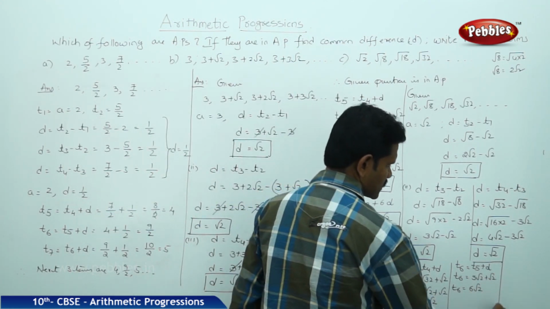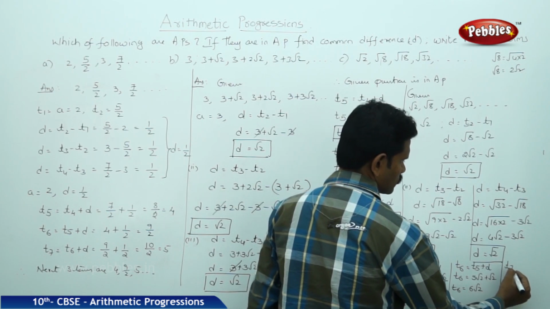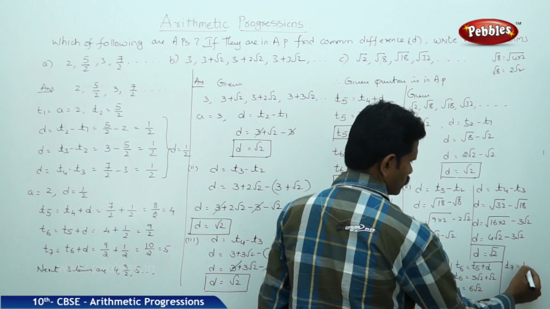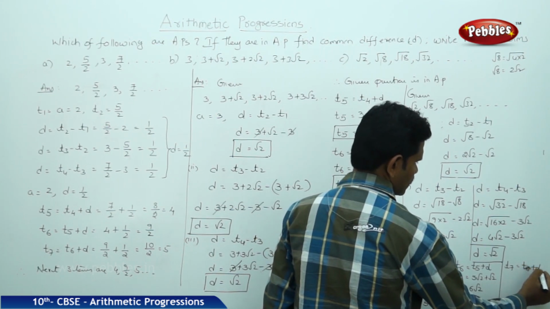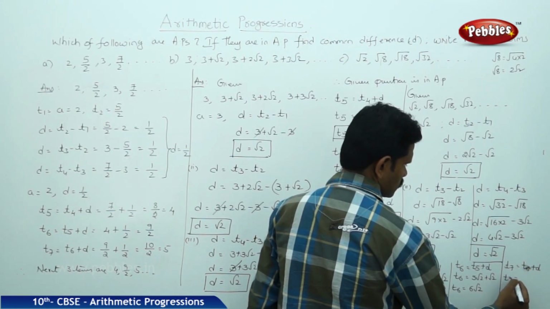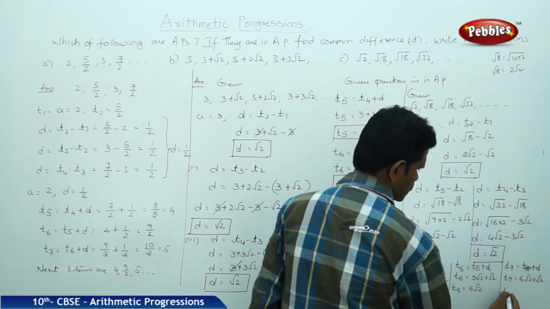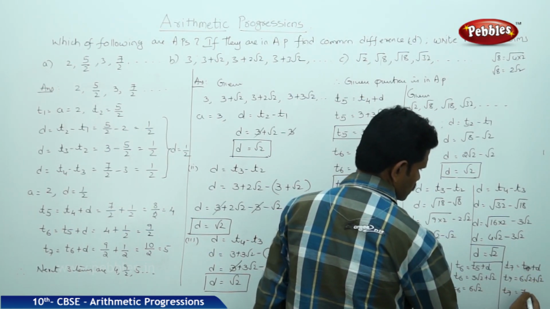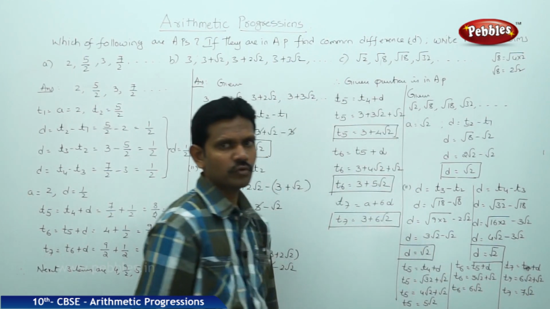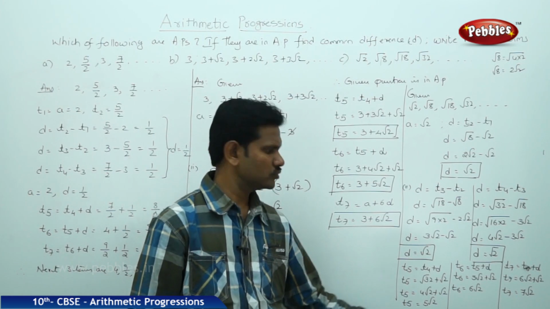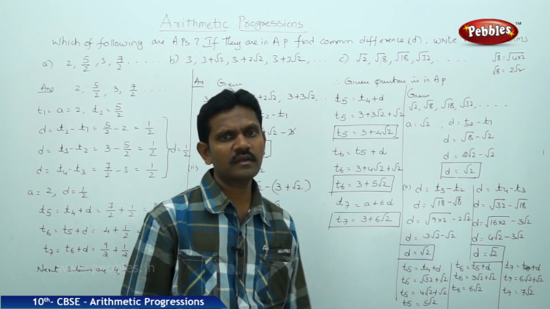Similarly, T7 is equal to T6 plus D. T6 is 6 root 2, plus root 2, that is T7 is equal to 7 root 2. Therefore the next three terms are 5 root 2, 6 root 2 and 7 root 2.